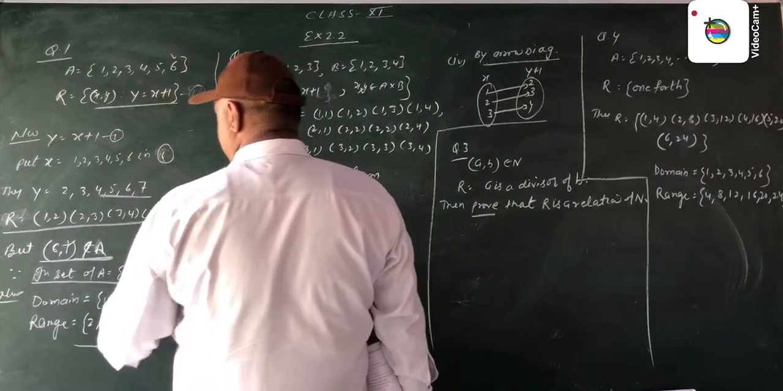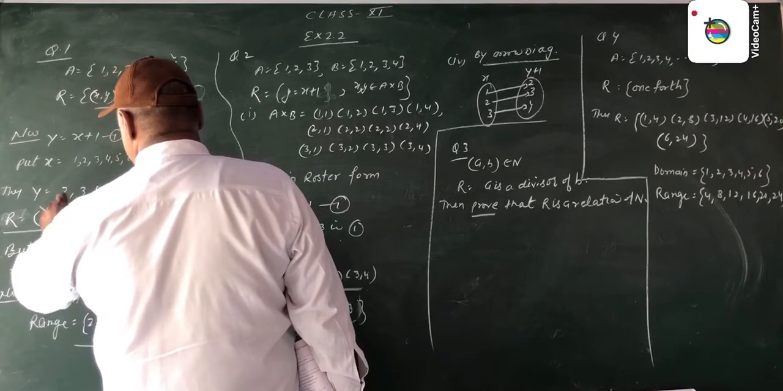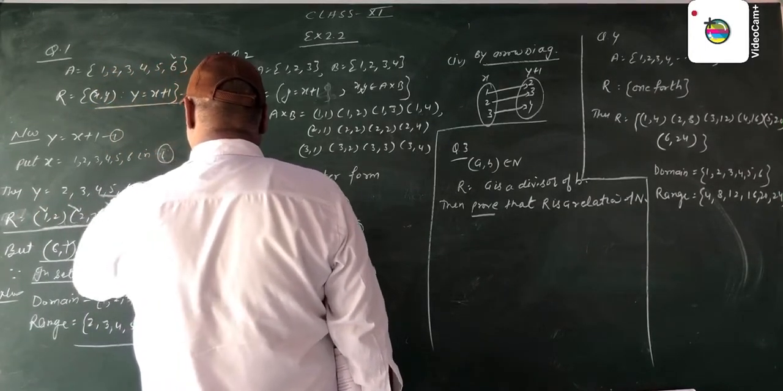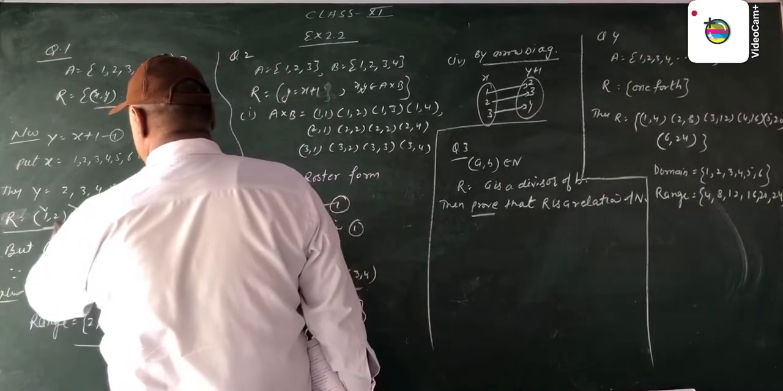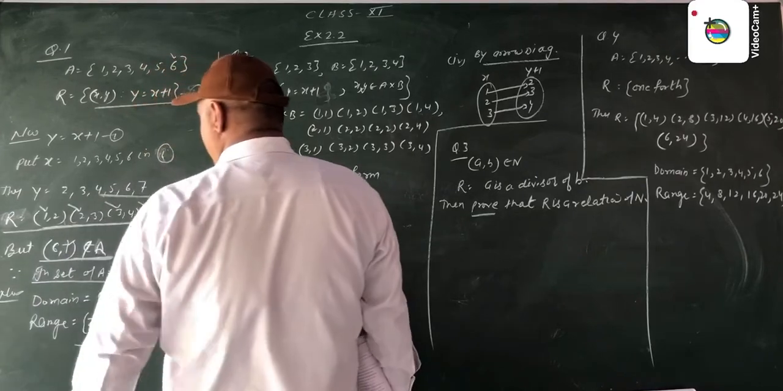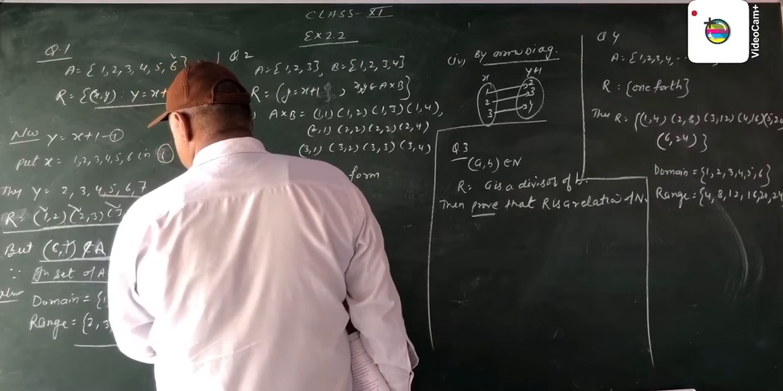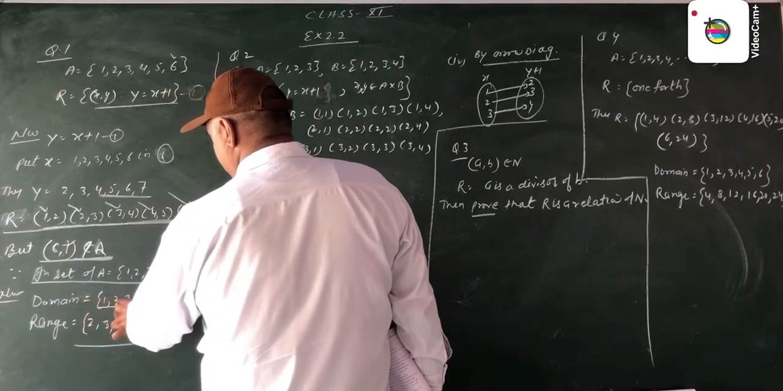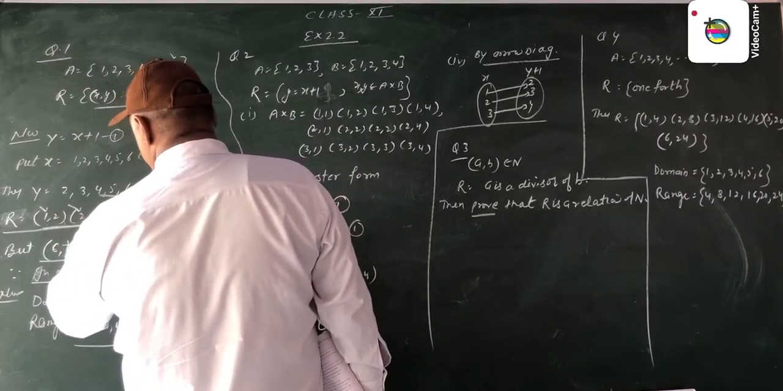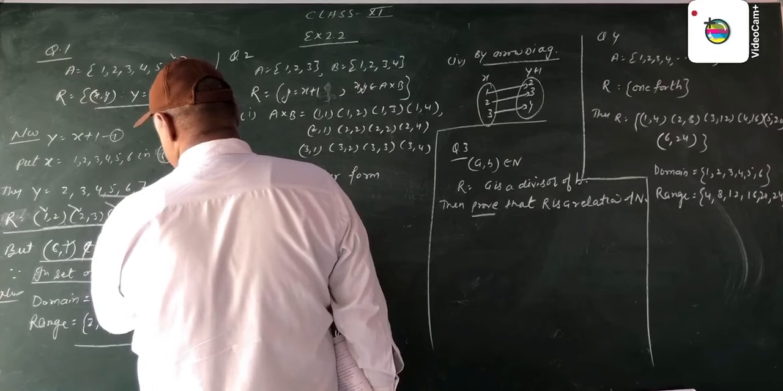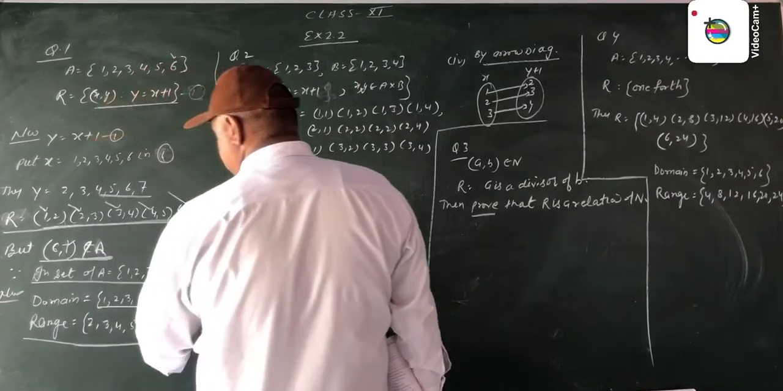Domain of the relation: the first components or elements are the domain, and the second elements are the range. Now this is 1, 2, 3, 4 and 5. This is the domain of this set. And after this 2, 3, 4, 5, 6. This is the second component, and this is the range of this set.